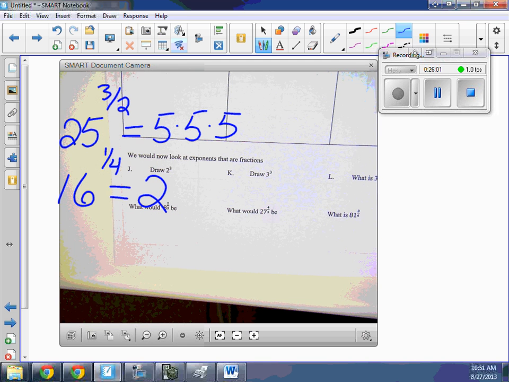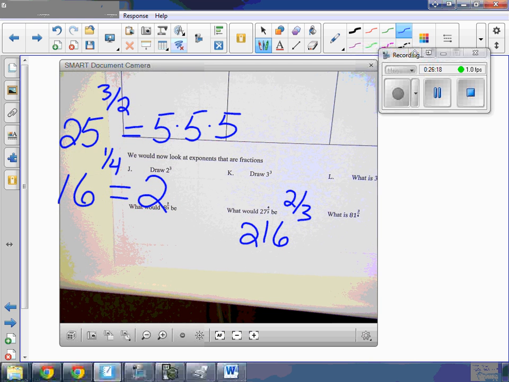Let's look at 216 to the 2/3. Can 216 be broken into 3 equal multiplications? Well, let's try 2. 2 times 2 times 2 is 8. Too small. 3 times 3 times 3 is 27. 4 times 4 is 16, times 4 is 64. That's too small.